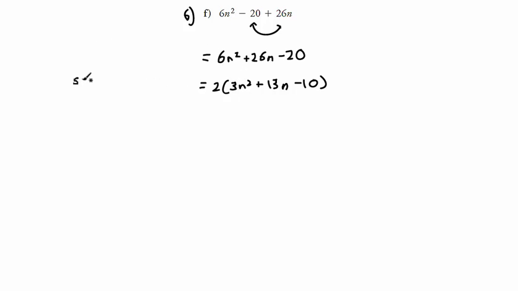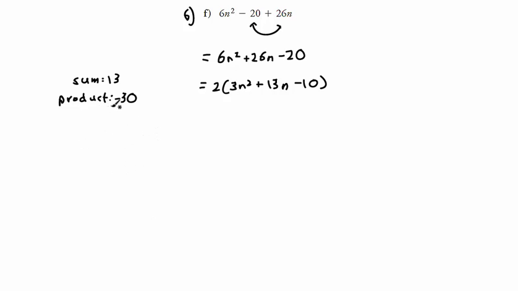So we need two numbers whose sum is 13, and obviously whose product is equal to 3 times minus 10, which is minus 30. Okay, so this should be getting a lot easier to figure out the two numbers. Well, we know that 10 times 3 equals 30. But then we want a sum of 13, so that's not quite right.